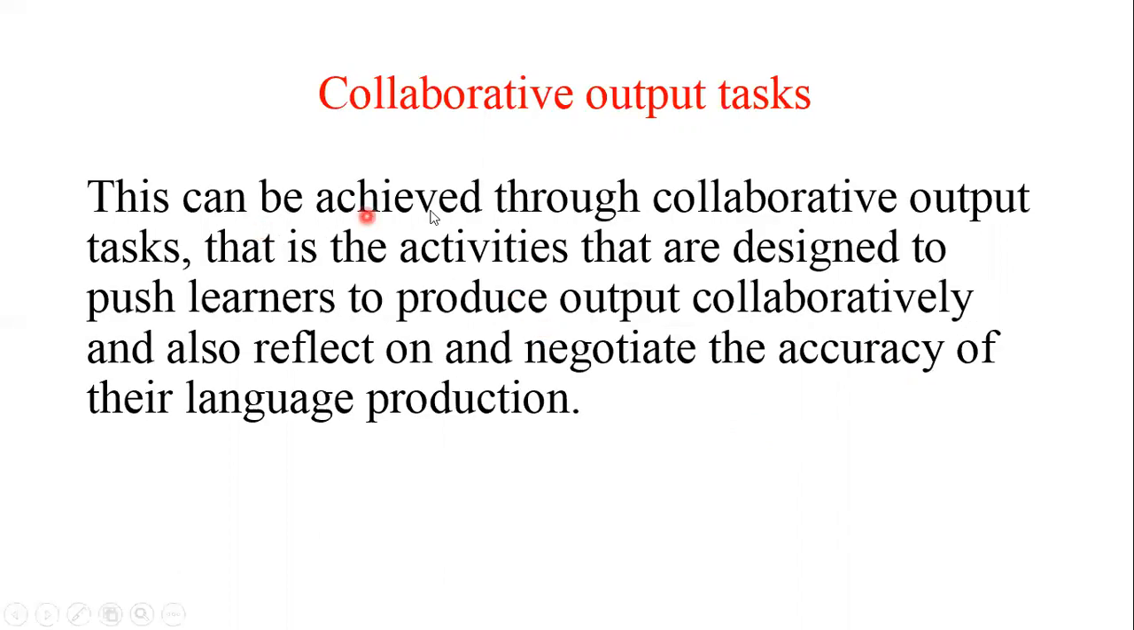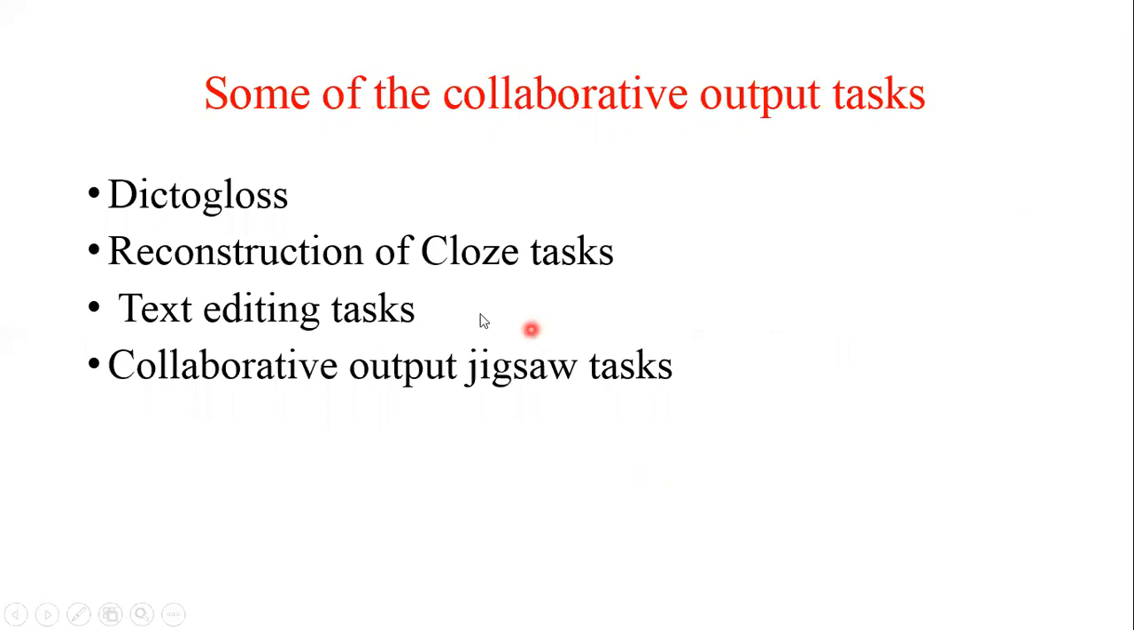This can be achieved through a collaborative output task, that is, activities designed to push learners to produce output collaboratively. Collaboratively means they work together to finish a particular task, but each one has their own parts, and also reflect and negotiate on the accuracy of the language production. Please look at the following collaborative output tasks, everyone.